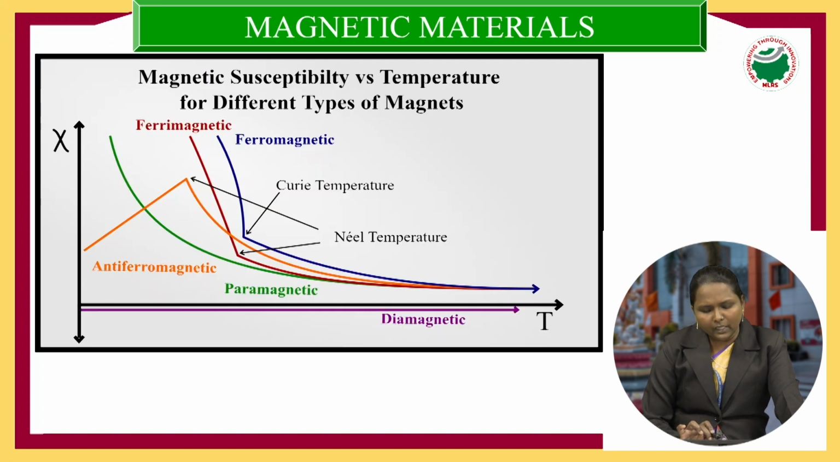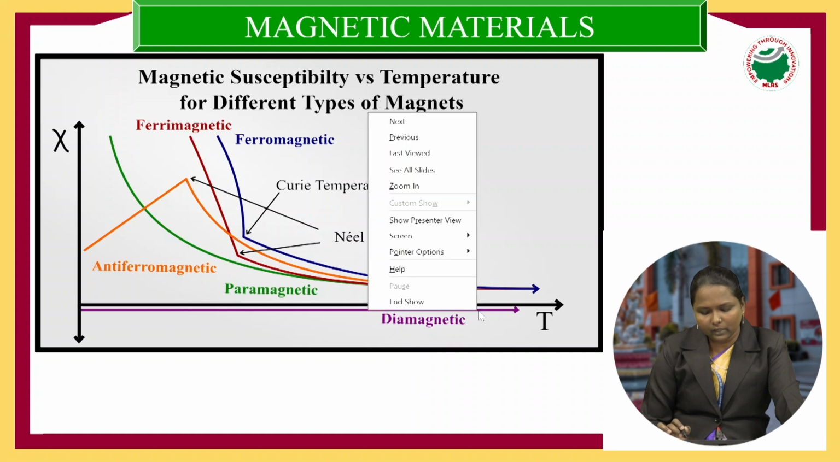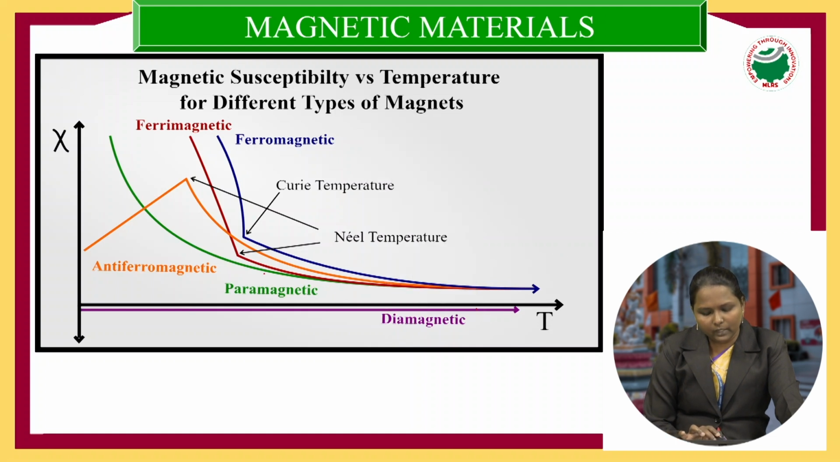In this graph we can observe how the susceptibility of all the materials changes with the temperature. First one is the diamagnetic materials. Next one is paramagnetic materials, and the third one is ferro, ferrite and antiferro. You can see in this graph how the susceptibility value changes with the temperature for all these materials.